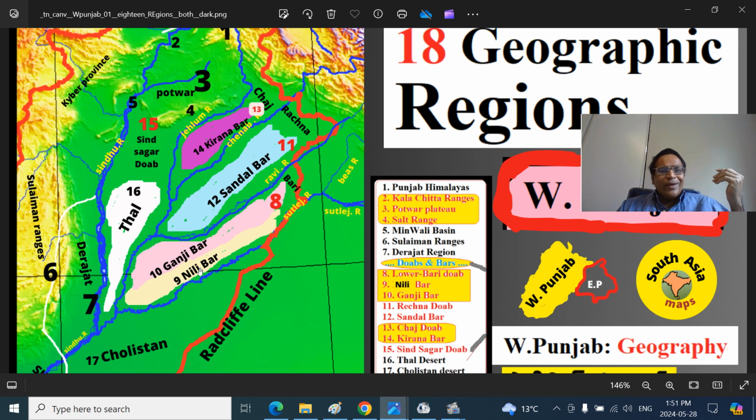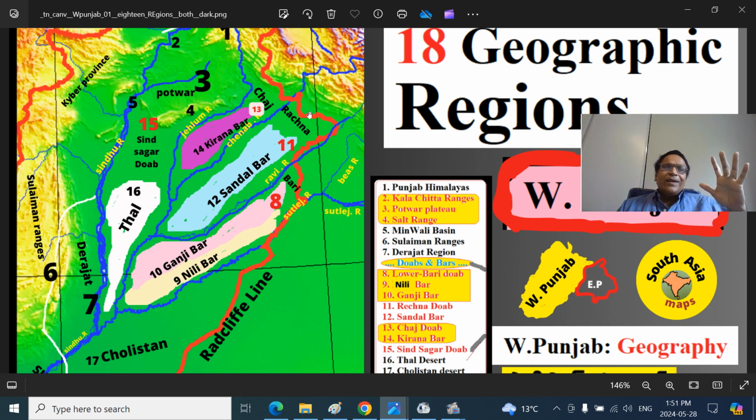Why is this Ganji? See, the old bed of the Beas River is the dividing line. Historically, this is the jungly area, less settled by people. Mostly people lived around the rivers, where water is available, for agriculture and farming. So this is the Nali Bar, Ganji Bar. That's what I am trying to show here.